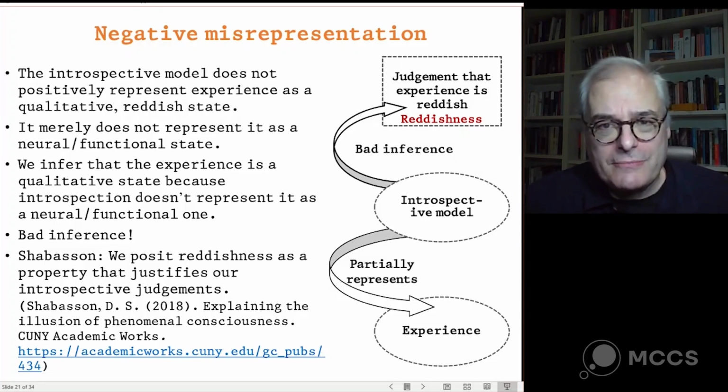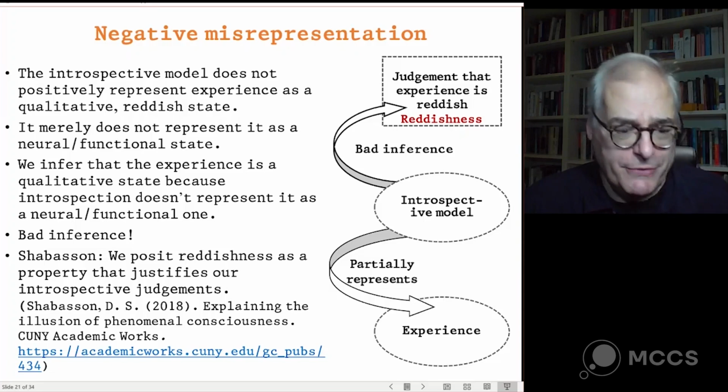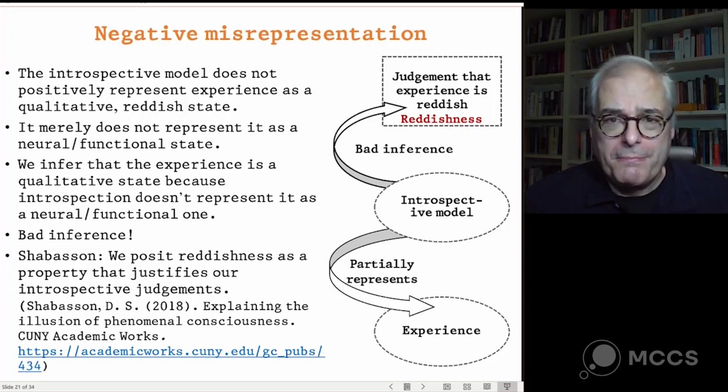I've summarized that very briefly there, and there's a lot more detail in the paper, so again, I encourage you to check on that, to follow that up. But that's an example of how a negative misrepresentation account of the introspective illusion might go. Now, this approach, I think, is quite attractive.